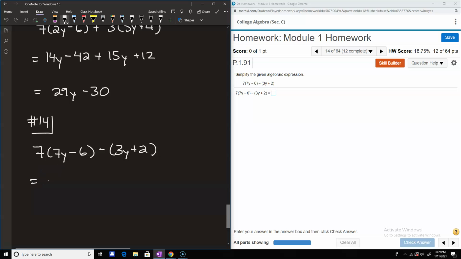So start by multiplying the 7 through the first set. We have 49y minus 42. And distribute your negative sign. So we'll have a minus 3y, and then we'll also have a minus 2. Okay, so let's collect our y terms. 49y minus 3y makes 46y. And minus 42 minus 2 will make minus 44. So we have 46y minus 44.